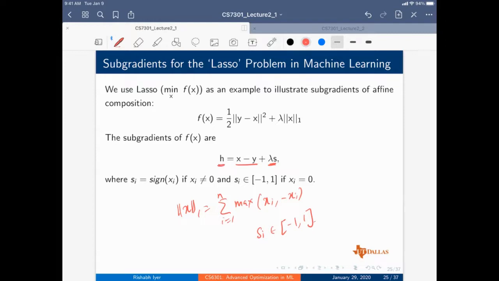So that's why the subgradient of this function is x minus y plus lambda times s, where s is the sign of xi if xi is not equal to 0, and si belongs to minus 1 comma 1 if xi is 0. Typically when you're implementing this in an optimization problem, you would use one of the values of si for the subgradient. For example, if xi is equal to 0, typically you just use si equal to 0, because 0 lies in between minus 1 and plus 1. So you just use 0 when you're doing L1 regularized linear regression or L1 regularized logistic regression. This is what you would use in practice.